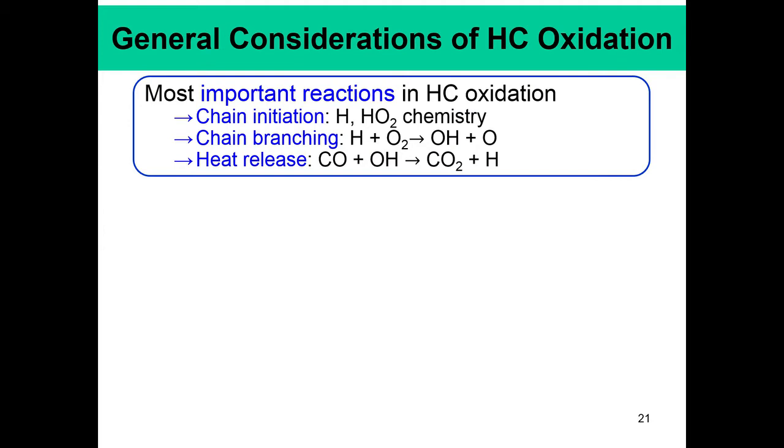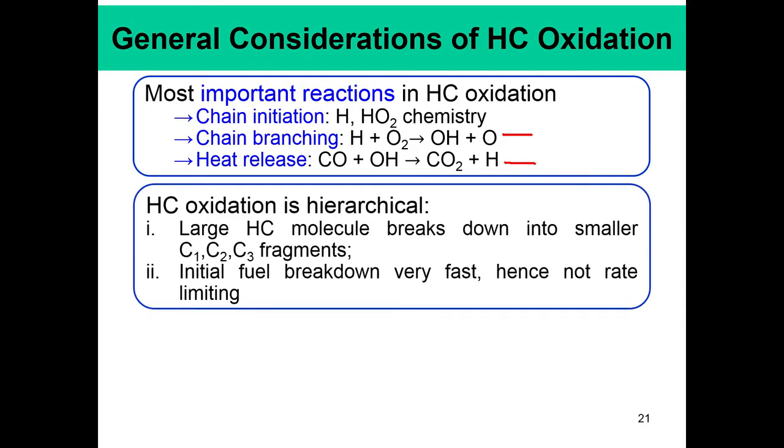H is, as we discussed, a very active radical, and its formation is intrinsic and is very important towards further propagation of the reaction, because these active radicals attack further incoming fuel molecules and oxygen, etc. And these two are the most important reactions: H plus O2 going to OH plus O, which of course is the key chain branching step, and the key heat release step, CO plus OH going to CO2 plus H. Now hydrocarbon oxidation is hierarchical.